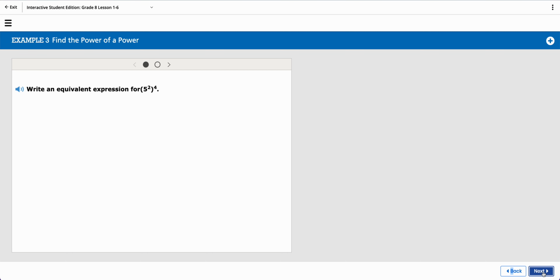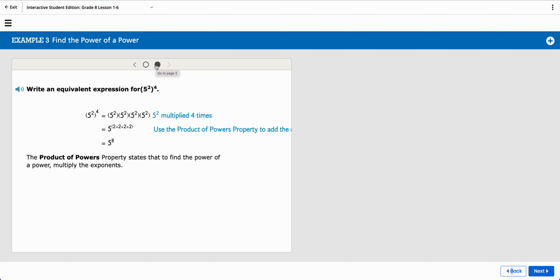Now, we're gonna talk about the power of a power. So we've had the product of a power, we've had the power of a product, now we've got the power of a power. The power of a power is we've got a power, 5 squared, that has an exponent. So you have an exponent with an exponent. Okay? So now, think about this, and they give us the explanation. This is in your book here.